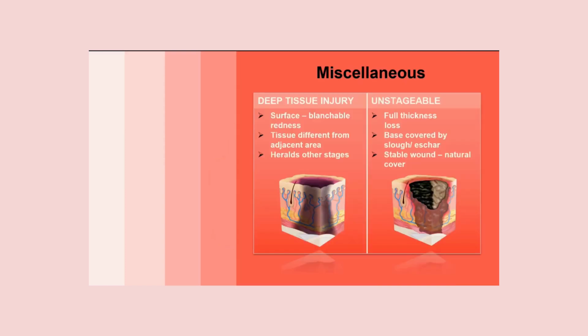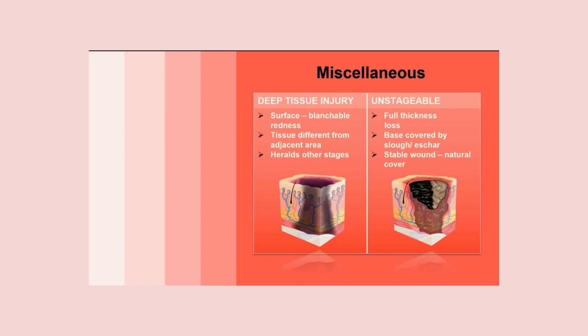In addition to these four main stages, two other things are also defined in the guidelines. One is the suspected deep tissue injury. It's also called ICU hyperemia. In this, there will be blanchable redness. The tissue area will be slightly different from the adjacent areas. The importance lies in that this deep tissue injury may herald other stages. Like if it's not attended to, later it can develop to stage 1 or 2.